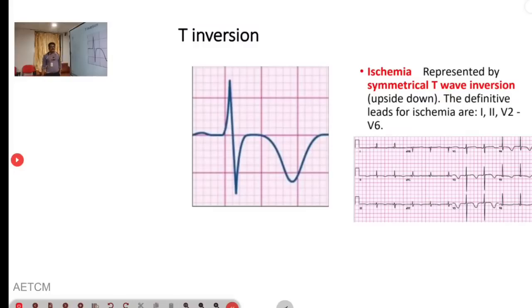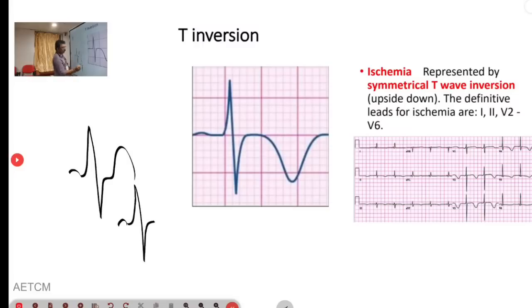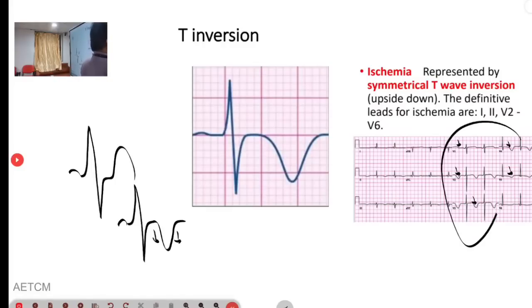Now, T wave inversion always indicates ischemia. Normally we see the T wave upright after the QRS complex. But here the T wave is inverted, and both the limbs are equal. Then you have to suspect ischemic heart disease. That is very important. Suppose in this ECG you are seeing T wave inversion in V1, V2, V3, V4, and V5. So it is anteroseptal ischemia. If the patient is having chest pain, it will become unstable angina.